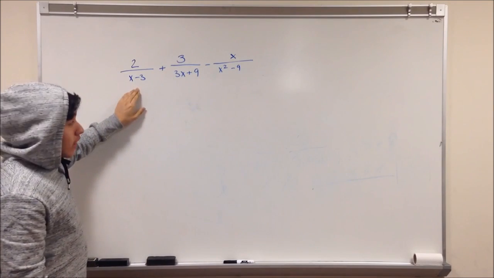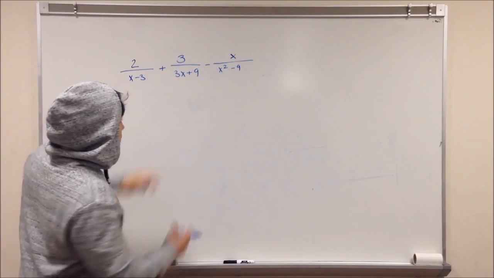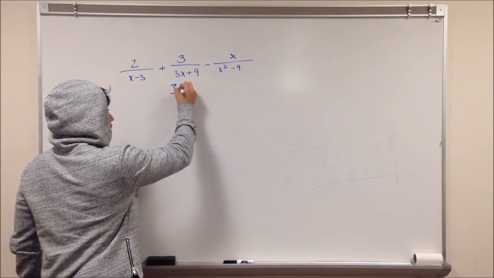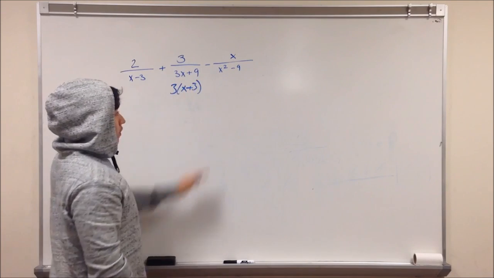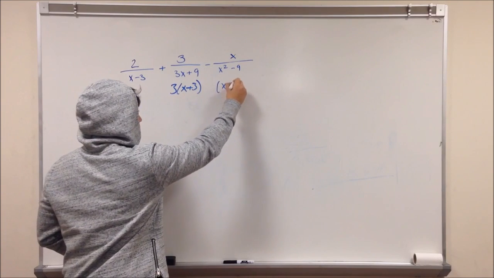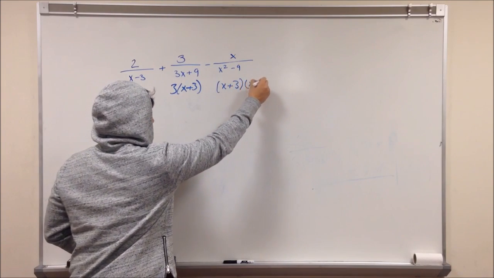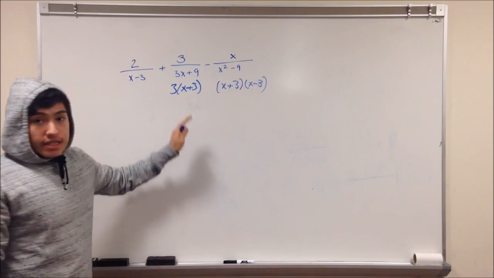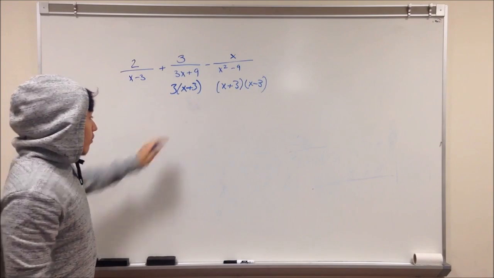So this one's already factored. For this we can just take out a 3. And for this problem, we can just factor and get x plus 3 and x minus 3. So the things that are common we can keep the same and bring them down here.